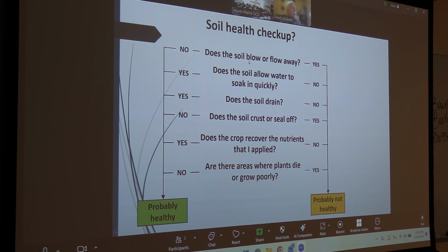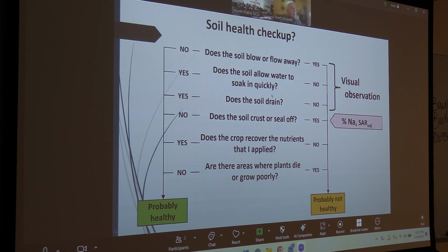And a yes or no answer. Does the soil blow or flow away? If it's yes, probably not healthy. If it's no, probably healthy. So we can step through there. So the first three there of this, we have good infiltration, we have good internal drainage. That's something you can see from a day-to-day basis.